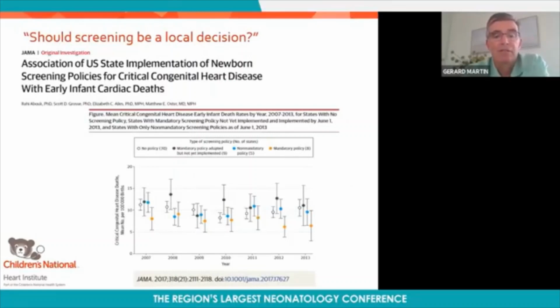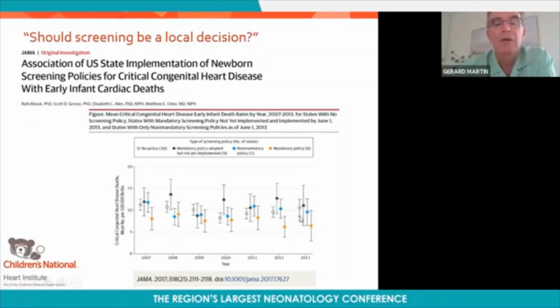Now, what has happened since then? Well, since then, we've been able to start to see the benefits of screening. This is a paper by Abouk working with Matt Oster, a colleague of mine, in which they and their colleagues at the Centers for Disease Control looked at the association between state implementation and early infant cardiac deaths. What they were able to show is that states with a mandatory policy, here in the yellow, had lower mortality from the beginning. And over time, as they implemented pulse oximetry screening, they had a further reduction in infant mortality.